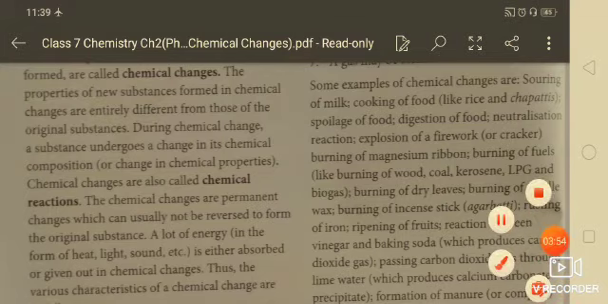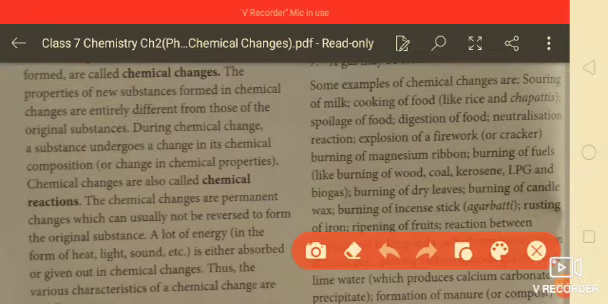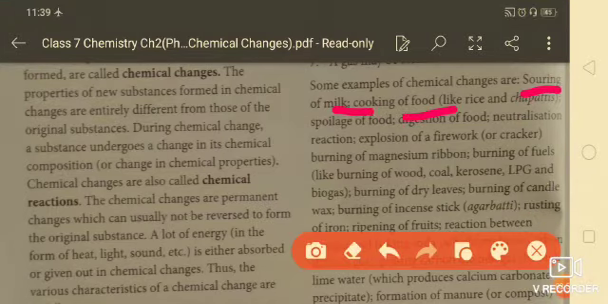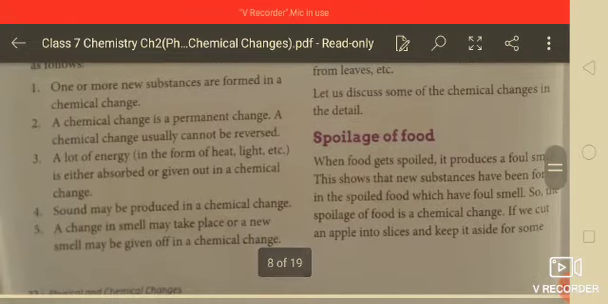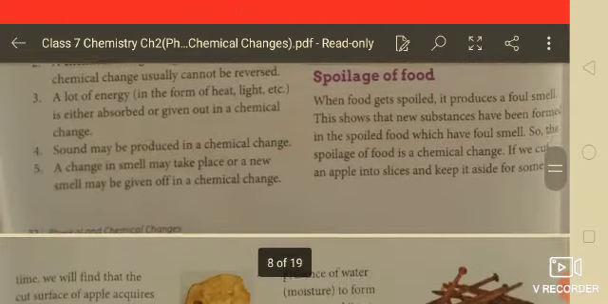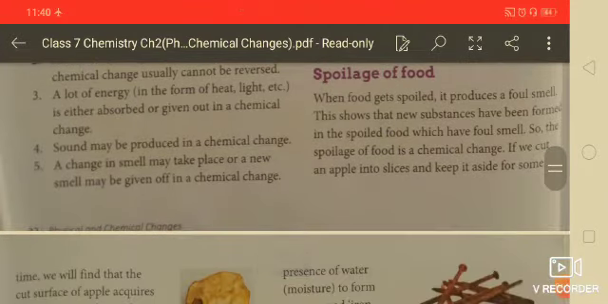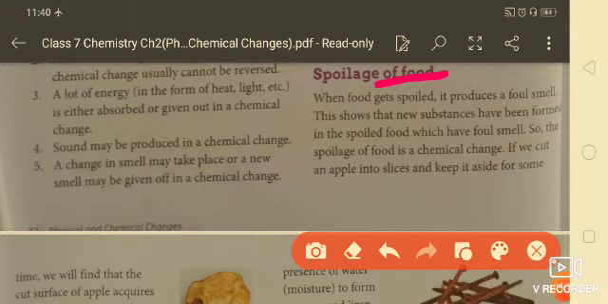Some examples of chemical changes are souring of milk, cooking of food, digestion of food, burning of magnesium ribbon, and burning of fuels like coal, kerosene, etc. These are examples of chemical changes. The next one is spoilage of food, which is also an example of chemical change. Here a new substance with a foul smell has formed in the spoiled food. So the spoilage of food is a chemical change.